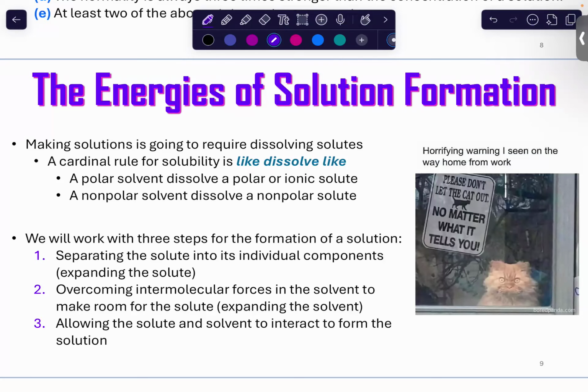So in water, we'd be breaking down the intermolecular forces, the hydrogen bonds, to pull the molecules apart to make room for the sodium and the chloride. And then we allow the solute and solvent to interact to form the solution. All of these are going to have associated energies.